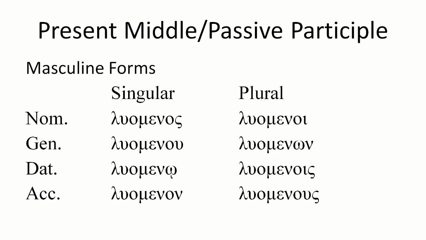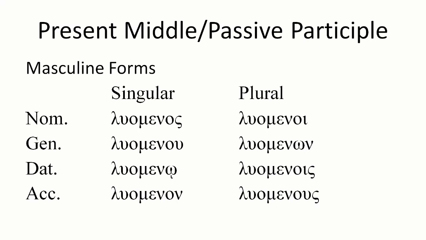So, starting out, present, middle, passive participle. Starting again, present tense, you're going to put the verb stem on there, and then we're going to put that connector part, the omicron mu epsilon nu, and then the endings follow the second declension endings. So lu omenos, lu omenou, lu omenoi, omega with iota subscript, lu omenon. Plurals, lu omenoi, lu omenon, lu omenois, lu omenous.